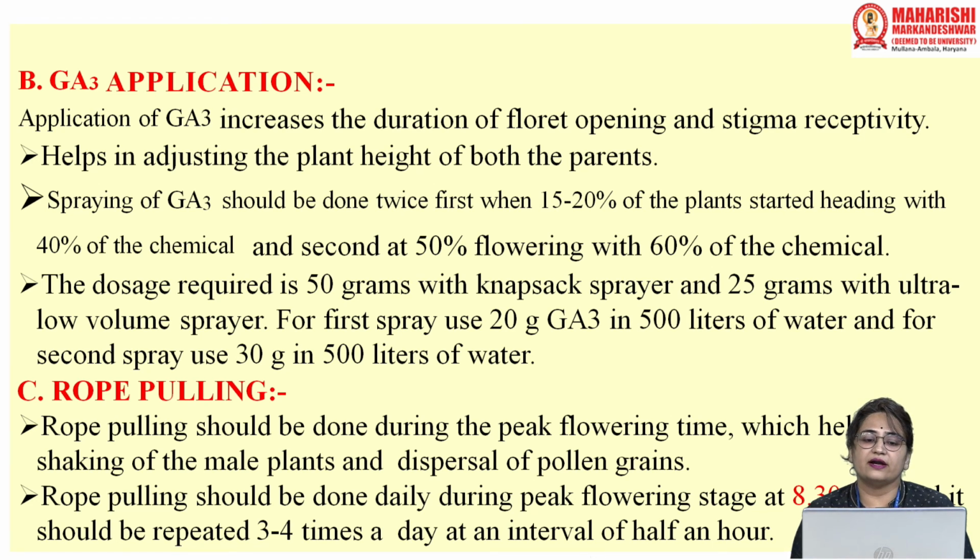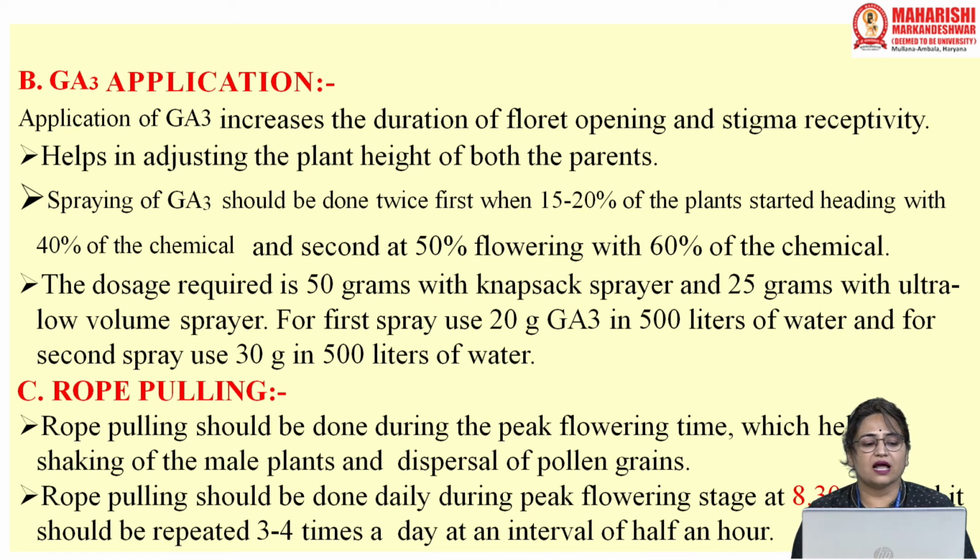The dose required is 50 grams with a knapsack sprayer and 25 grams with an ultra low volume sprayer. For the first spray use 20 grams of GA3 in 50 liters of water, and for the second spray use 30 grams in 500 liters of water for GA3 application.